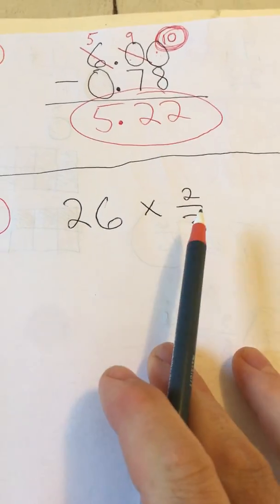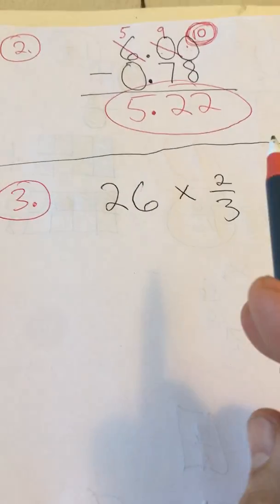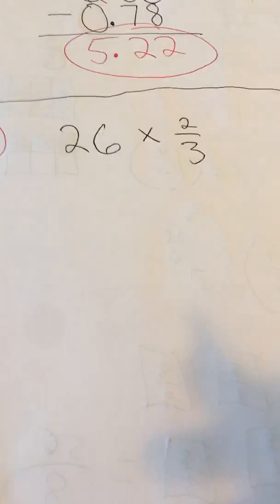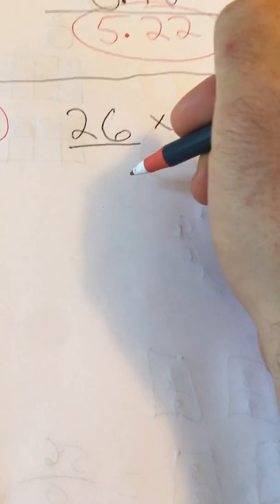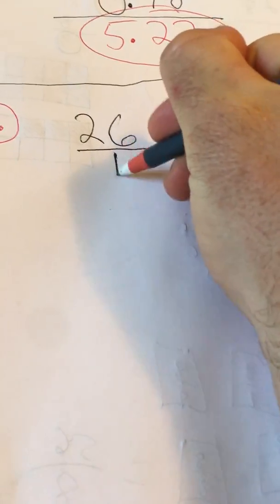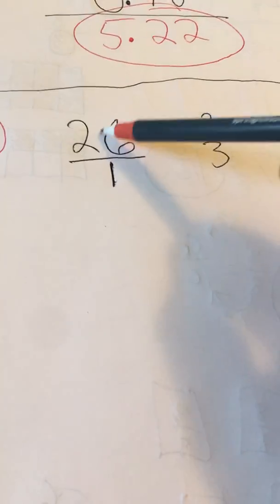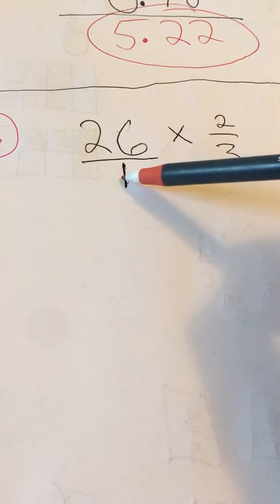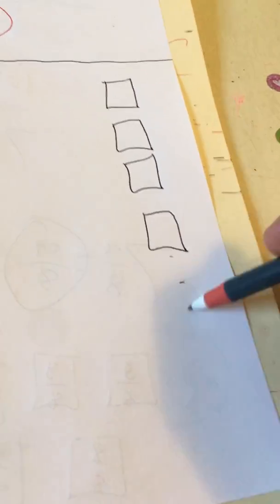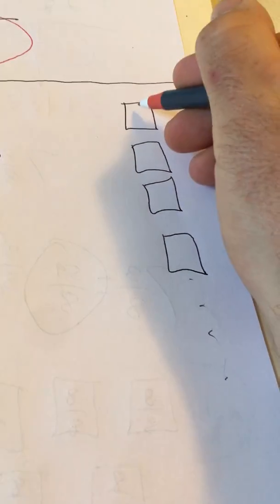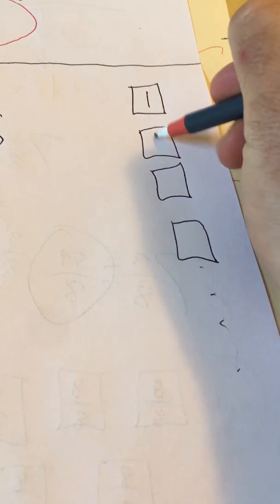Product means multiply. We're doing 26 times 2/3. Okay? So 26 wholes, right? 26 can be written as a whole number. You can write it as a fraction with a 1 in the denominator because all 26 of those wholes have one big piece. I'm not going to draw 26, but just as a quick example, pretend there are 26 of these. If they're wholes, then each one just has one big piece.